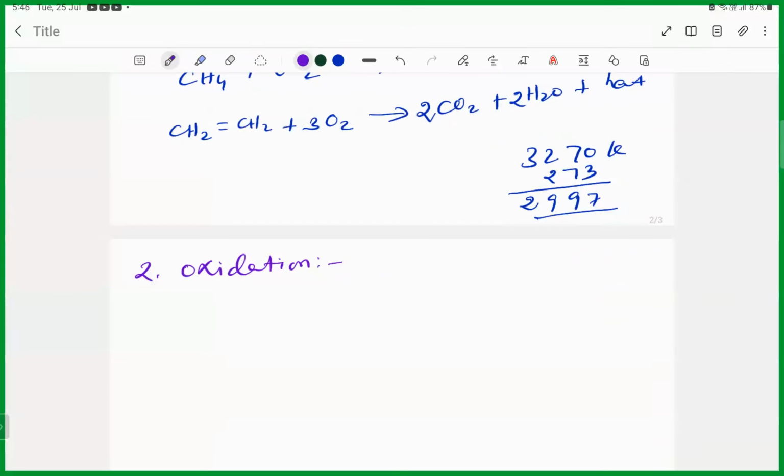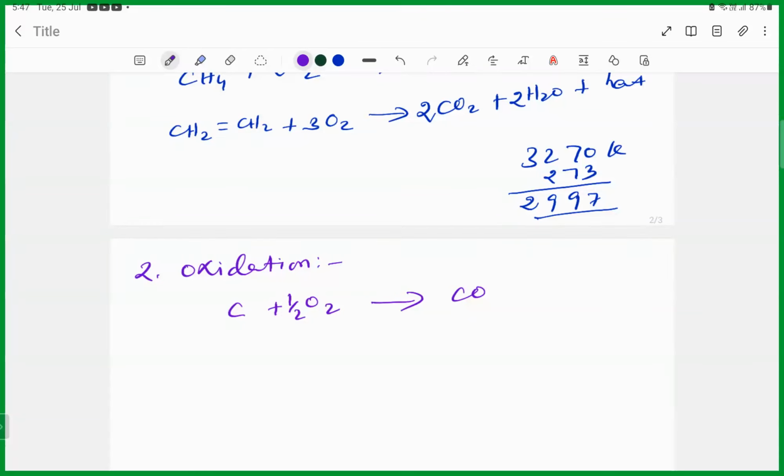So look here, when carbon is treated with oxygen, it will give carbon monoxide. Then how many oxygen are needed when you are balancing? Half a mole of oxygen is enough, or otherwise 2 moles of carbon with 1 mole of oxygen will give carbon monoxide.